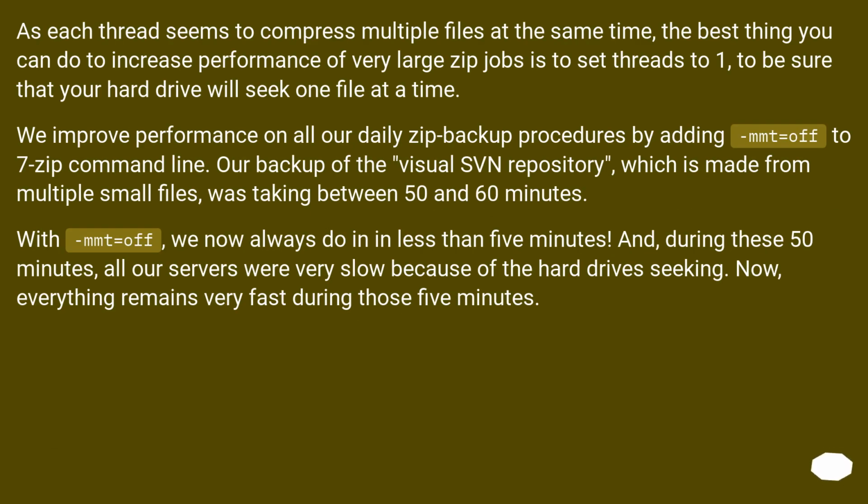As each thread seems to compress multiple files at the same time, the best thing you can do to increase performance of very large zip jobs is to set threads to 1, to be sure that your hard drive will seek 1 file at a time.